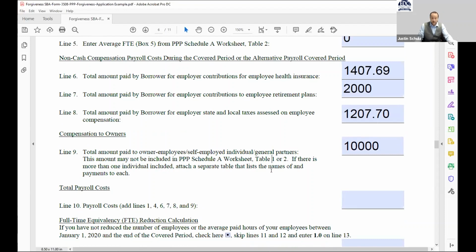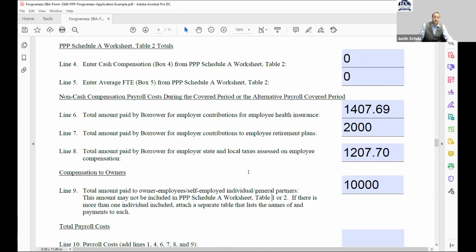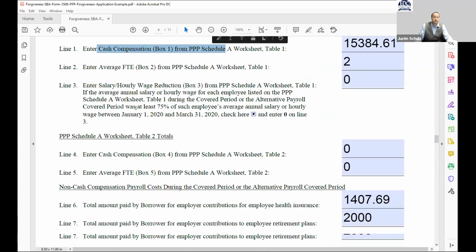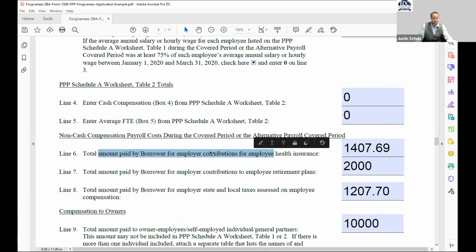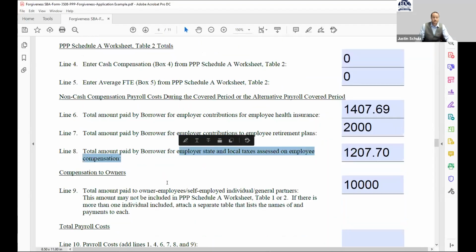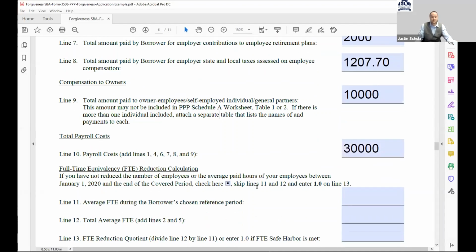And so now we add up all the total payroll costs. It's 1, 4, 6, 7, 8, 9. So 1, 4, 6, 7, 8, and 9. And that comes out to exactly $30,000. And I did that so the rest of the math would be easy.